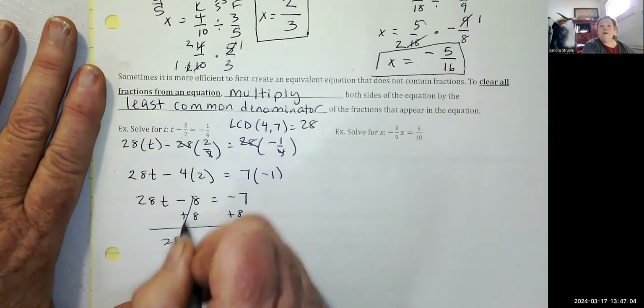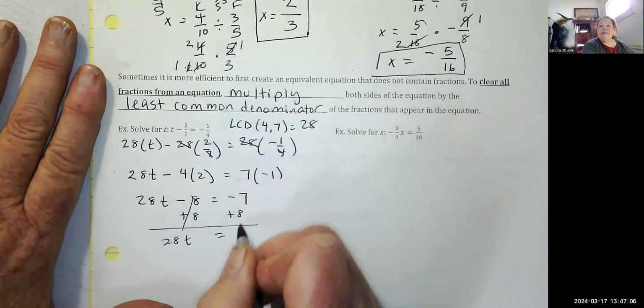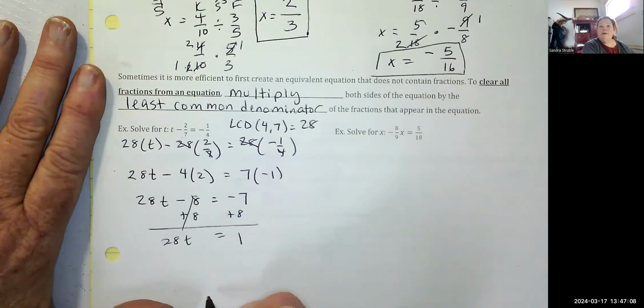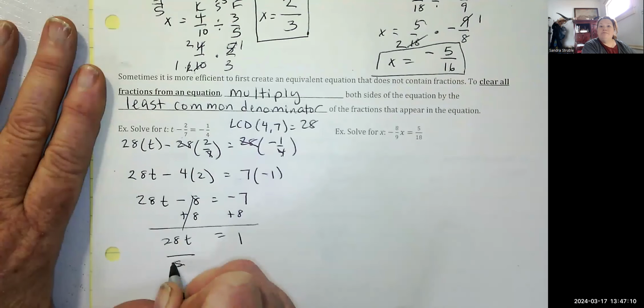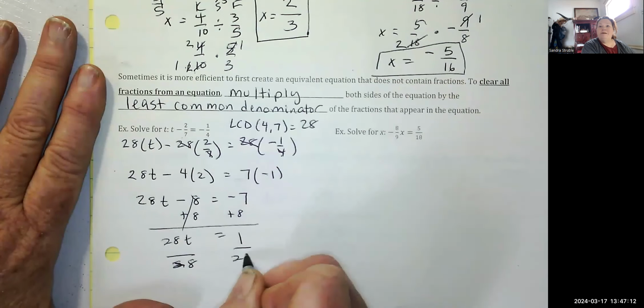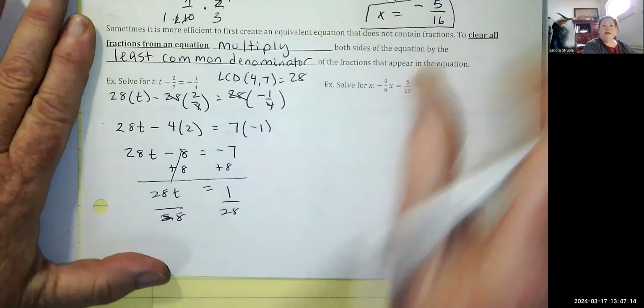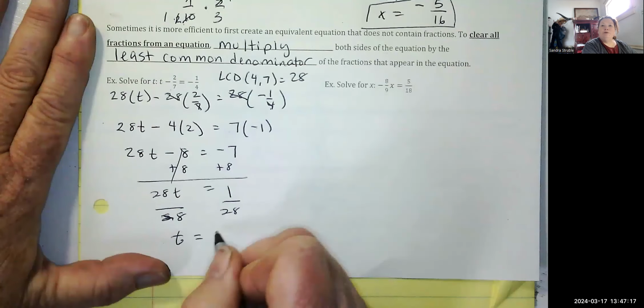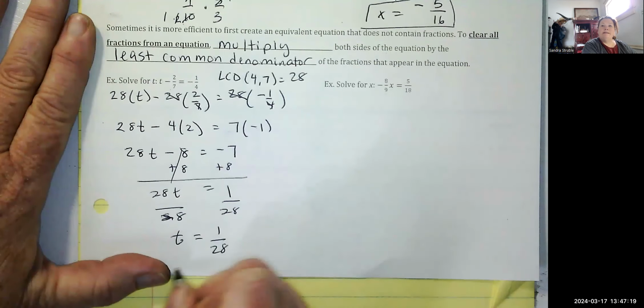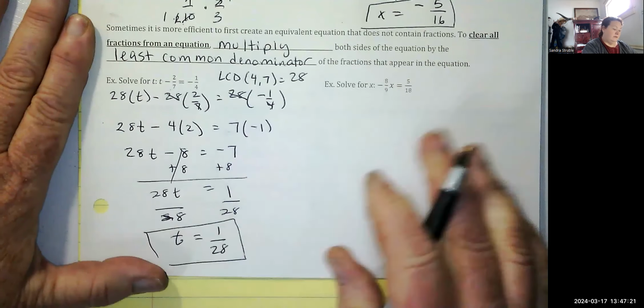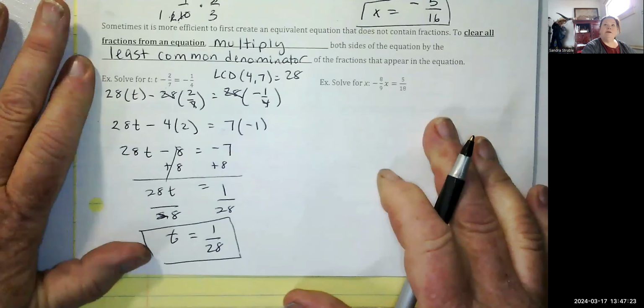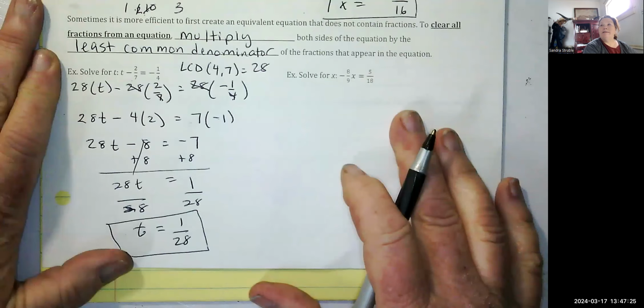28t, gone, is equal to negative 7 plus 8, which is 1. And then divide both sides by 28. And we get t is equal to 1 over 28. Okay. The next one, solve for x.